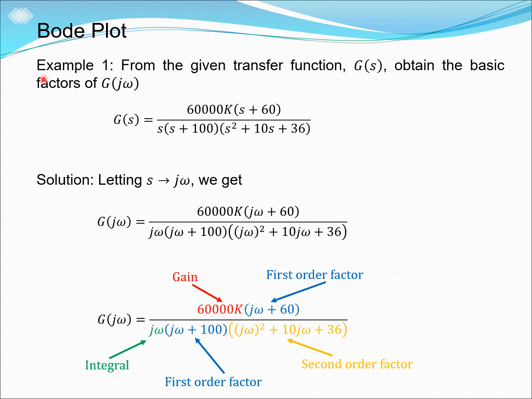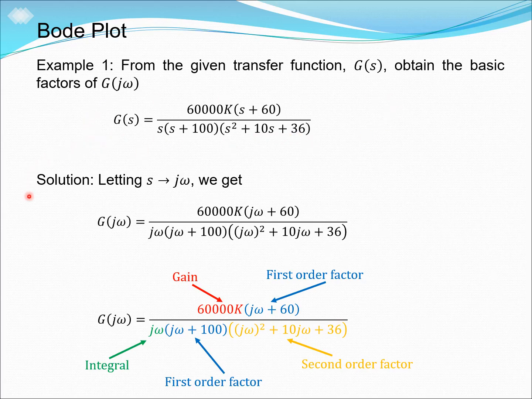Let us look at an example 1. From the given transfer function G(s), obtain the basic factors of G(j omega). So this is our transfer function in S domain, which consists of the numerator of 60,000 K and the first order factor s plus 60. And in the denominator, we have an s and s plus 100 and s squared plus 10s plus 36.